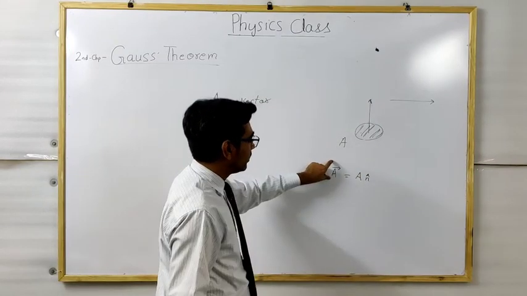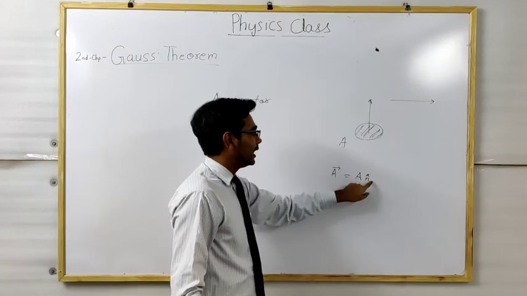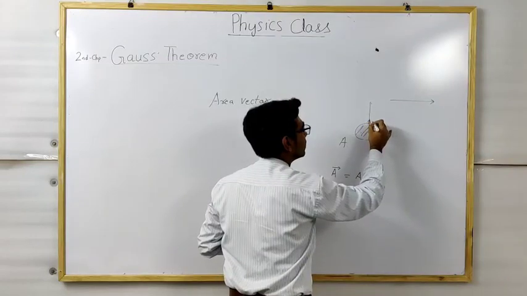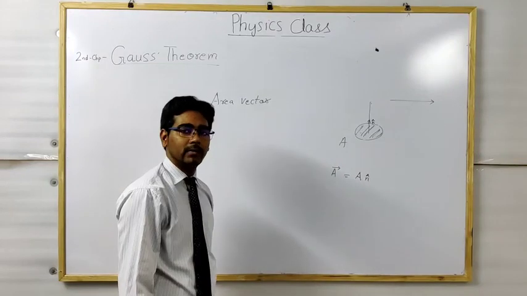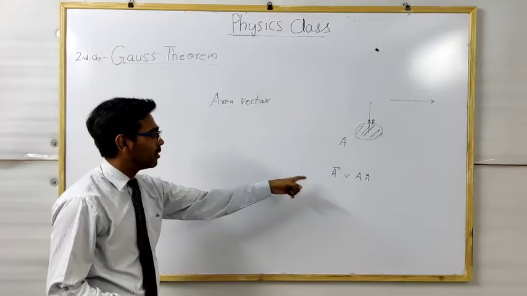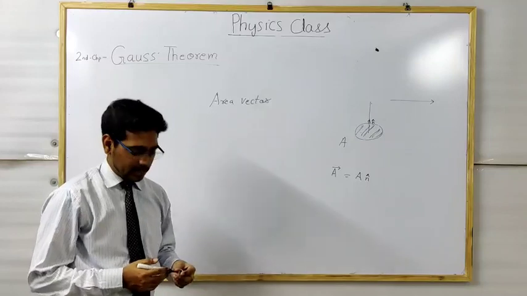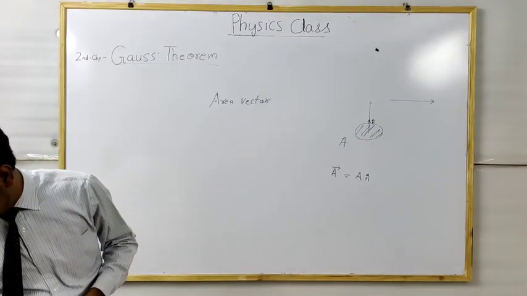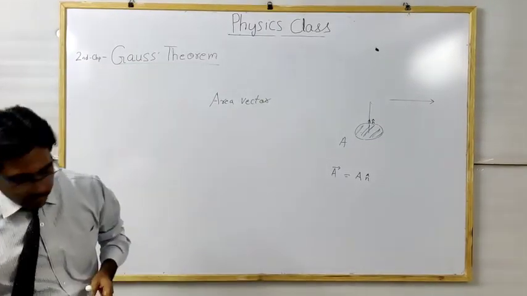Okay, so this whole vector can be represented like this. A is the magnitude of the area, and n cap is the unit vector normal to the surface or perpendicular to the given area. This is the concept of area vector. Any area can be represented with the help of a bar, represented like this, and it is called your area vector.